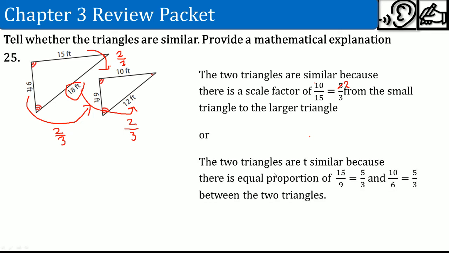Or you would say that the two triangles are also similar because they are proportional. 15 over 3 is 5 over 3, and 10 over 6 is 5 over 3 as well. Okay, so this was a little mixed up, right? So notice that this triangle goes to this triangle because of the scale factor, or because if you set up the proportion, they're the same. All right, that's it. That's all for your page 3.